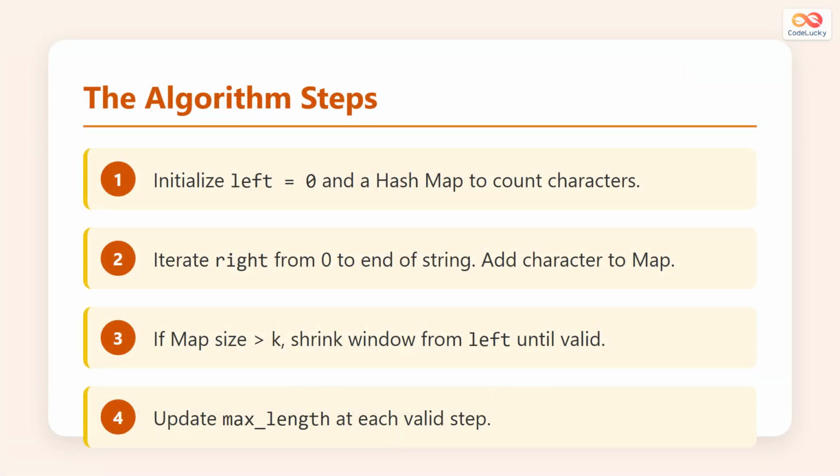Here is the step-by-step algorithm. First, we initialize both pointers at the start. We also need a way to track character counts, like a hash map. Then, we expand the window by moving the right pointer forward, adding characters to our map. If the number of distinct characters in our map exceeds k, we shrink the window from the left until it is valid again. Throughout this process, we track the maximum window size.